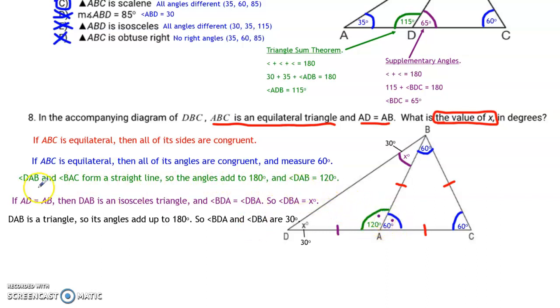That was in green. Next, in purple, if AD is equal to AB, that's this line here and this line here, that means that DAB, this triangle on the side here, is an isosceles triangle, which means that this angle and this angle have to be equal to each other. I don't know their measurements yet, but I know they're equal to each other. So this is x degrees, so this must be x degrees. Then finally, I know that DAB is a triangle, this leaning triangle here, so that means its angles must add up to 180. So angle BDA and angle DBA are both 30, because 30 plus 120 is equal to, you guessed it, 180.